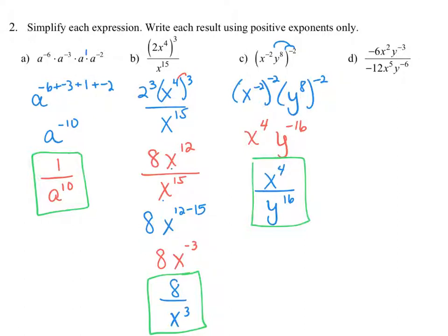Okay, for part D, we're going to simplify this. Look first at the coefficients, negative 6 and negative 12. We can simplify that fraction, negative 6 divided by negative 12, as a positive 1/2.